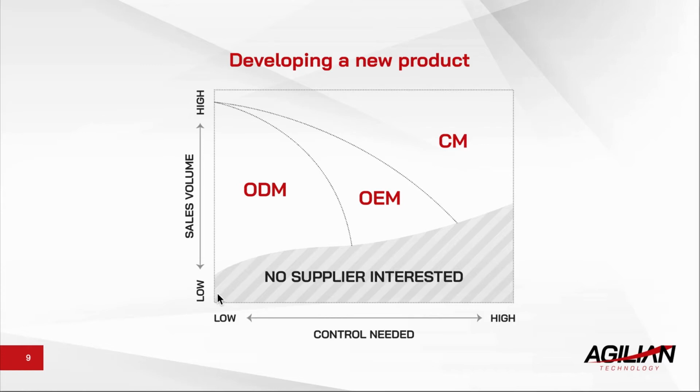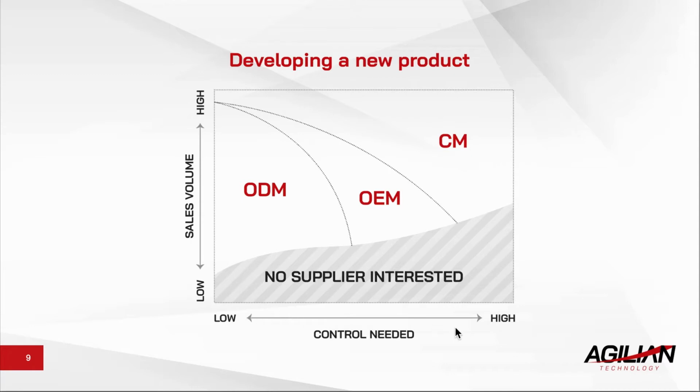I try to summarize it a little bit like this. So if the sales volume is very low anyway, no supplier is going to be interested. And that's even more true with contract manufacturers than the other ones. And typically if you have really low volumes, maybe in some cases, you might do some private labeling or something with an ODM, but otherwise this is a no-go zone.